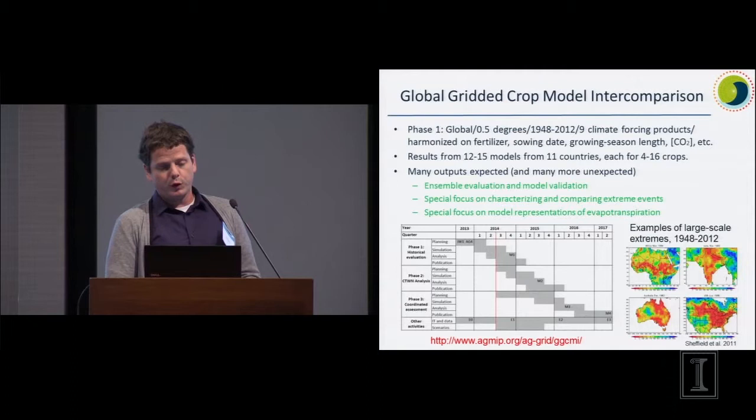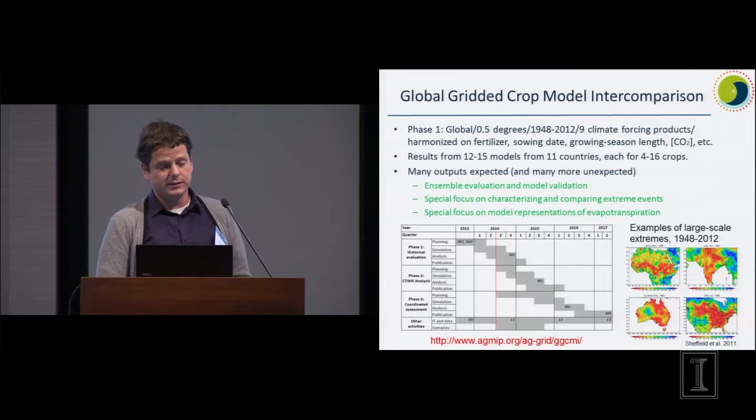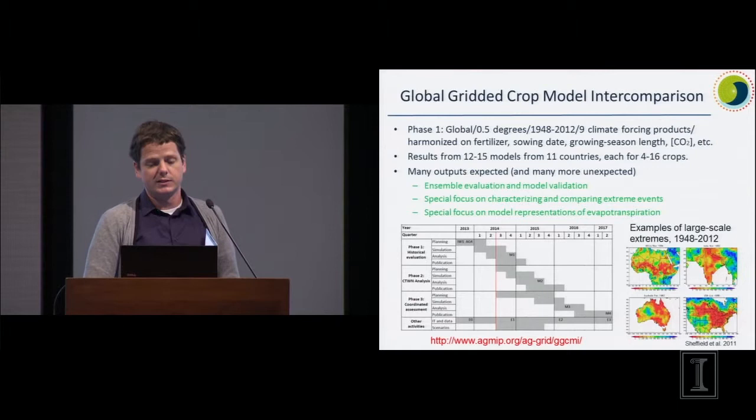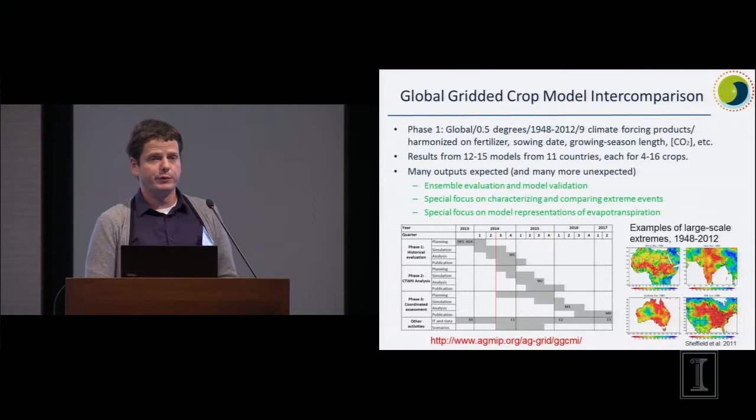We're currently in the final stages of the first phase of this project, which involves between 12 and 15 models from around the world, each modeling between 4 and 16 crops, considering 9 different historical climate forcing products spanning the last 60 years globally, for many different harmonized and unharmonized management scenarios, to really try to do, for the first time ever, a very detailed intermodel comparison, and more importantly, a very detailed model validation and evaluation of these models over the historical period, in order to see how well we can actually reproduce the past with these models that we're frequently using to try and predict the future.